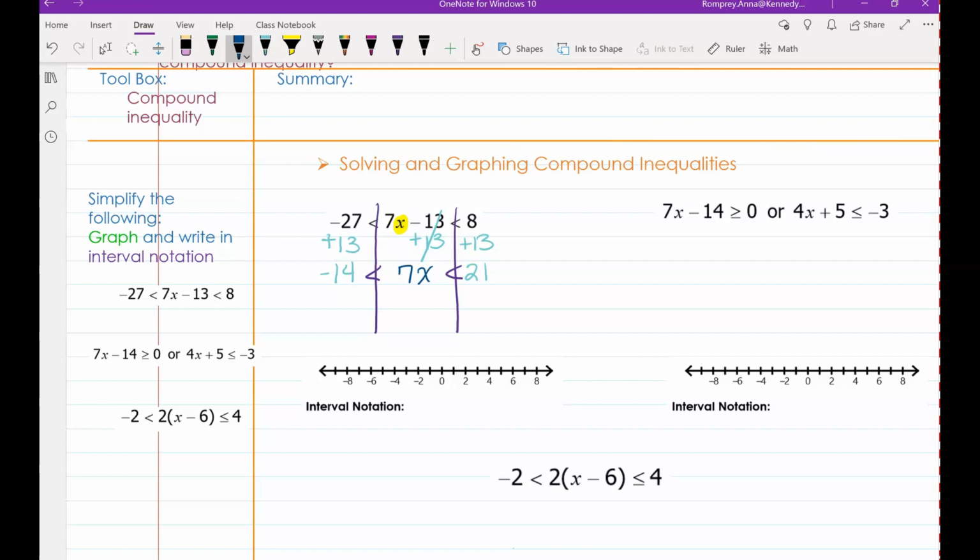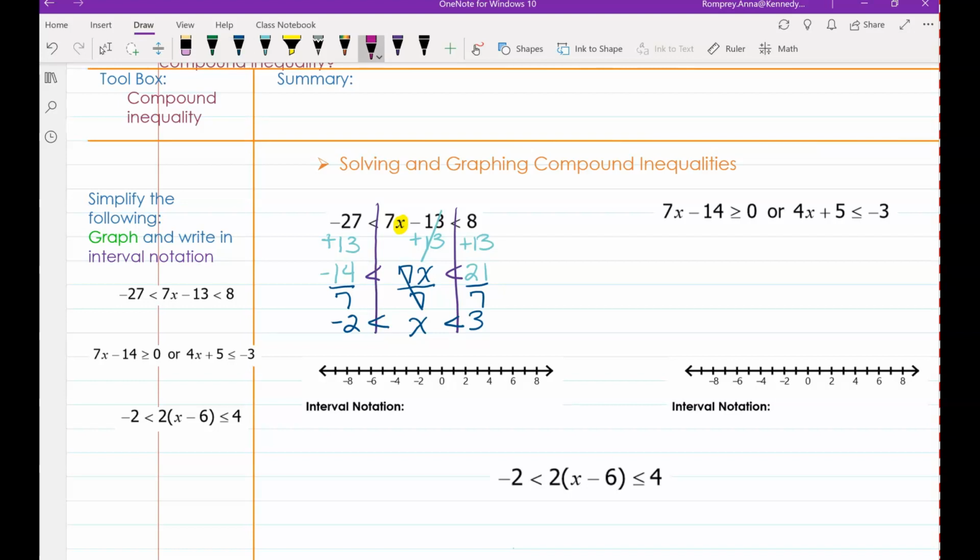So, getting rid of the 7 times x, I'm going to do division. So I'm going to divide both sides by 7. Well, all sides, not both sides. Divide all sides by 7. So x is less than, I divided by a positive, so I don't have to mess with my inequality signs. So x is less than 3, but x is also greater than negative 2. So I have a compound inequality, meaning I have two inequalities. So another way to read this is that x is between negative 2 and 3.